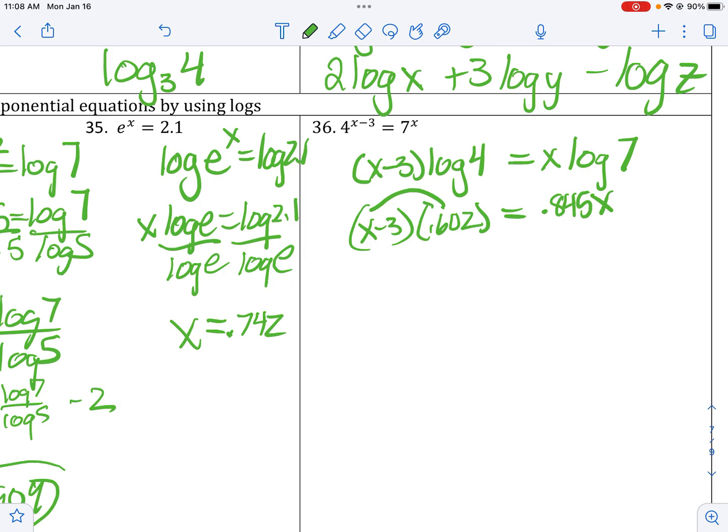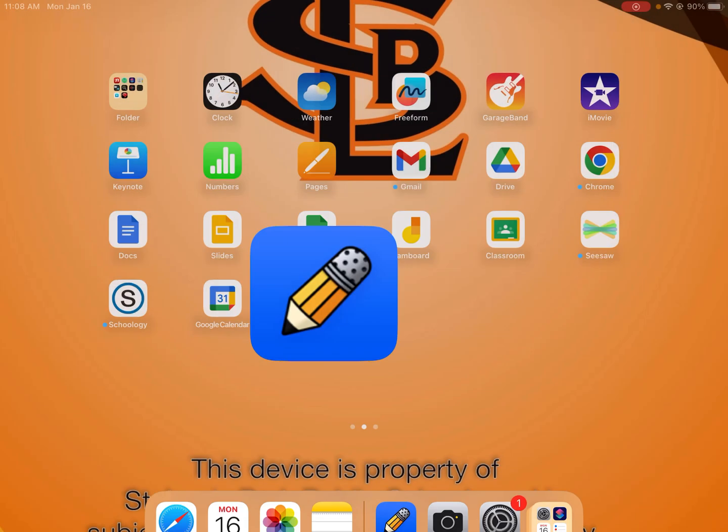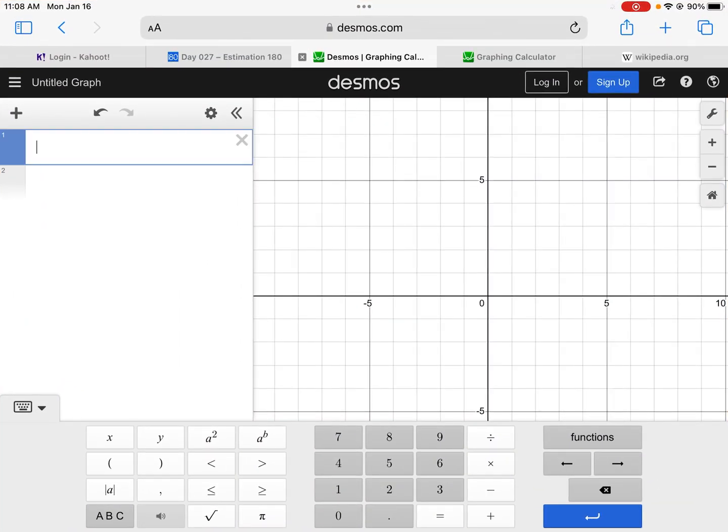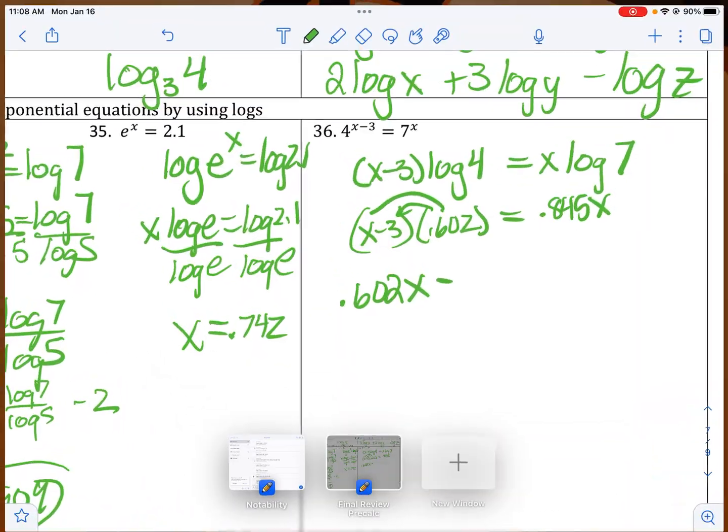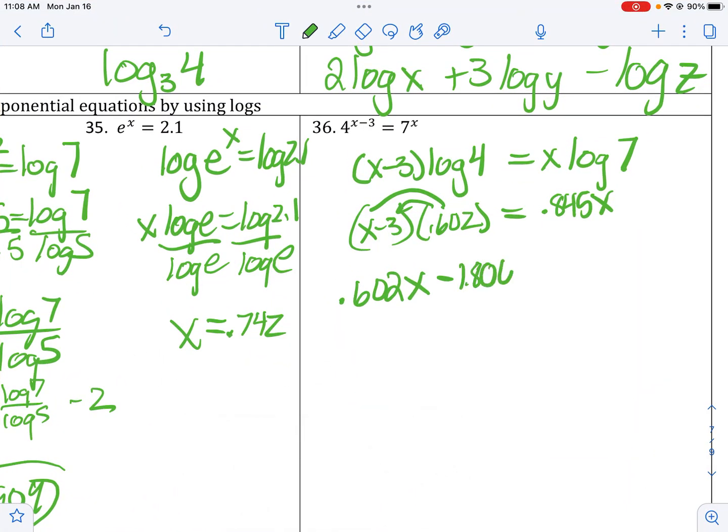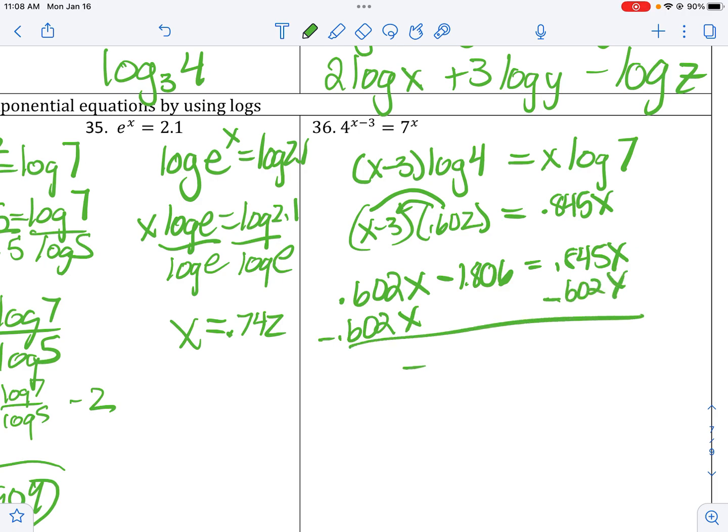Now we can distribute and solve. So 0.602x minus 0.602 times 3, which is 1.806, equals 0.845x. Subtract 0.602x. So negative 1.806 equals 0.243x. Divide by 0.243 on both sides.